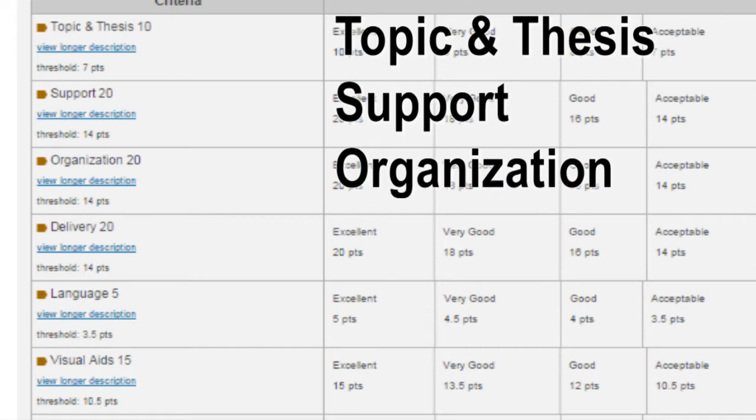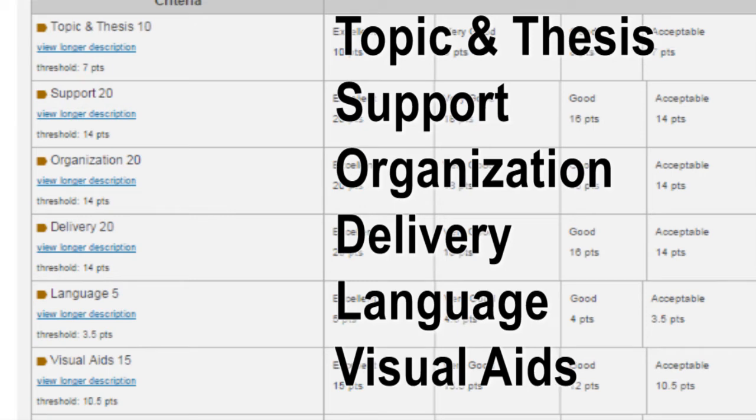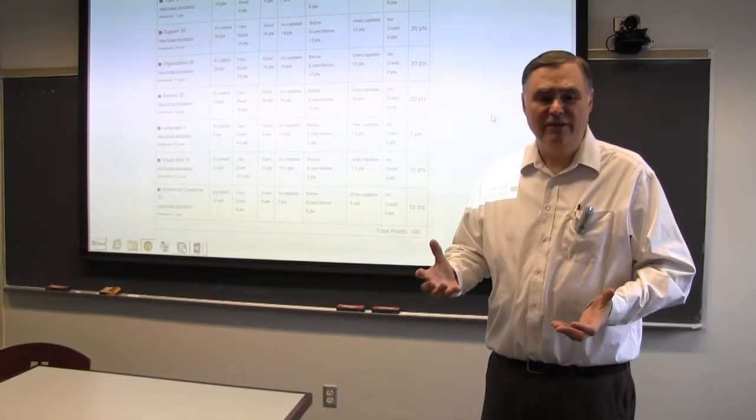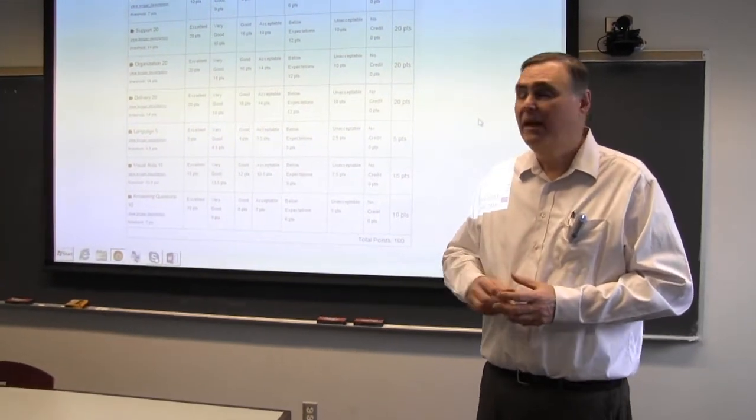Delivery: how well do you speak? Do you articulate? Do you use gestures? Language: is your language choice appropriate? Is it at the exact level that we need it to be in order to affect a change in the audience? Visual aids: how well do you use visual aids? How well are your visual aids designed? Do they actually help the audience understand what it is you're trying to convey? And then answering questions: do you professionally stand up here and answer questions competently, professionally?